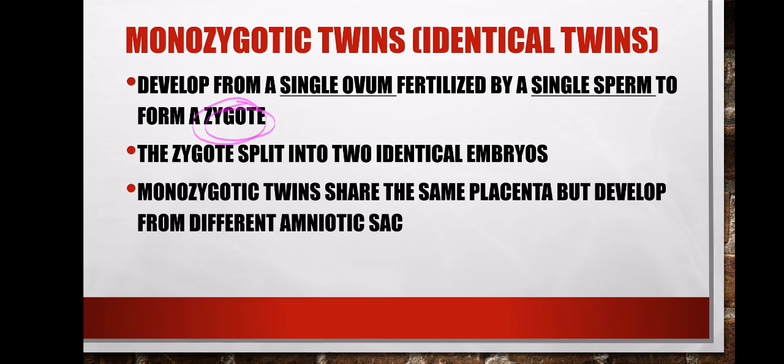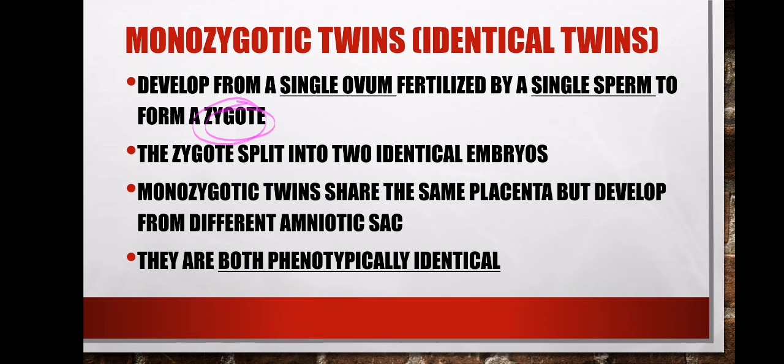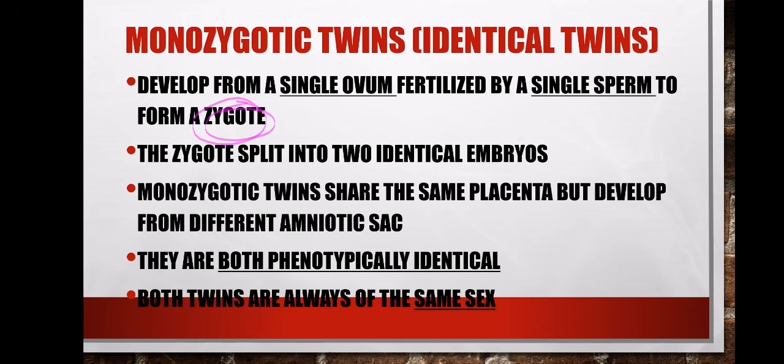These two bullets are very crucial. Monozygotic twins, when you look at their physical appearance, their phenotype, we say they are identical. When you look at their gender, their sex, we say they have the same gender. They will ask you this question whenever they ask you about formation of twins.